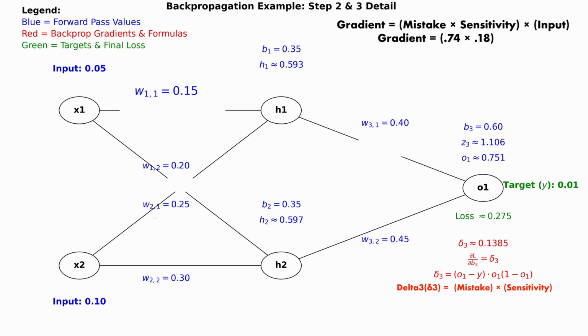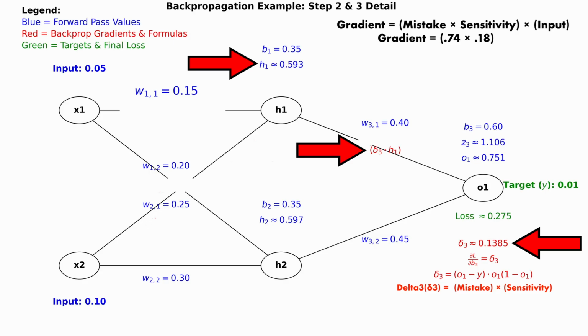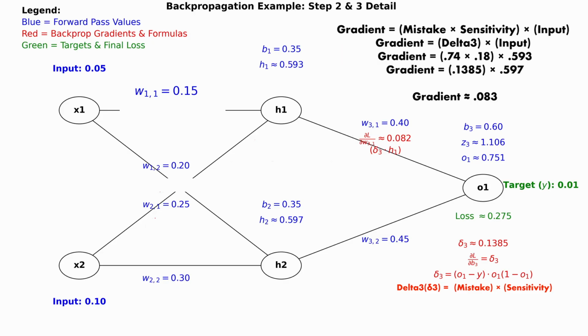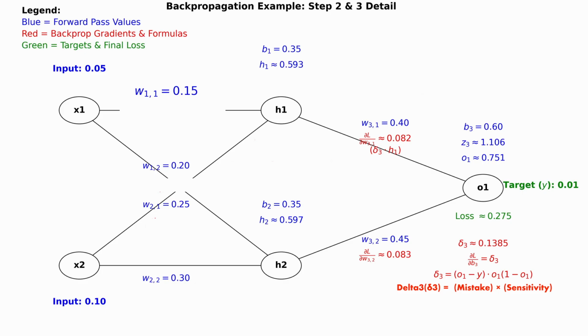Finally, we calculate the gradient for weight 3,1. We take our error signal, delta 3, and multiply it by the input that traveled through that wire, H1. Why multiply by the input? Because if the input from the previous neuron was 0, this weight wouldn't have mattered. But here the input H1 was strong. So 0.138 times 0.59 gives us our final gradient, 0.082. We do the exact same thing for the second weight, W32, using its specific input, H2. That gives us 0.0826. And for the bias, the input for the bias is always 1. So the gradient is just the error signal itself, 0.138.